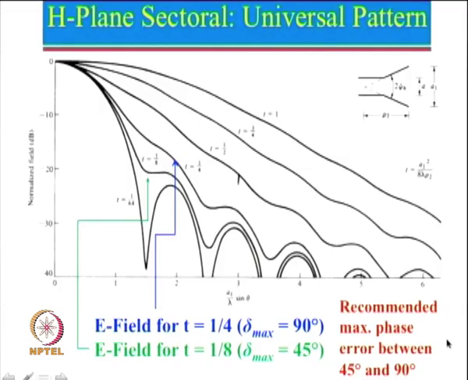So, when you are going to design a horn antenna, please remember, for E plane sectoral horn antenna, try to design for a phase error of about 45 degree. For H plane sectoral horn antenna, I can recommend anything between 45 degree to 90 degree phase error, depending upon the requirement for the given application, but do not take beyond that.